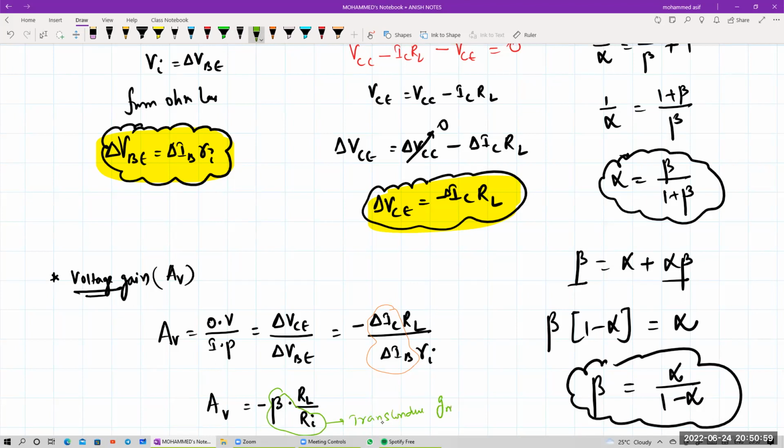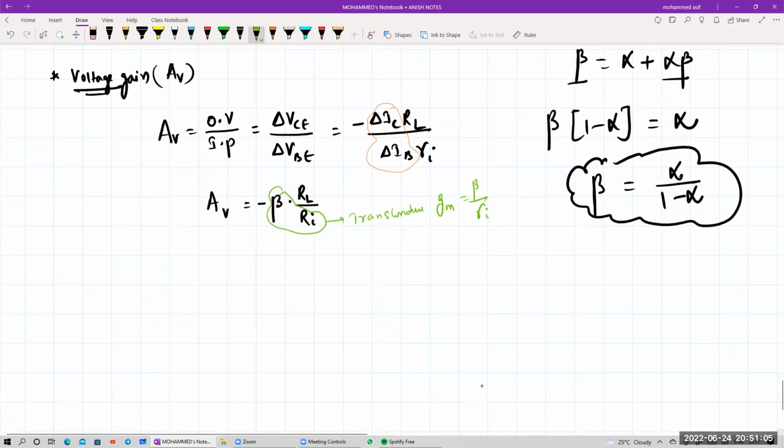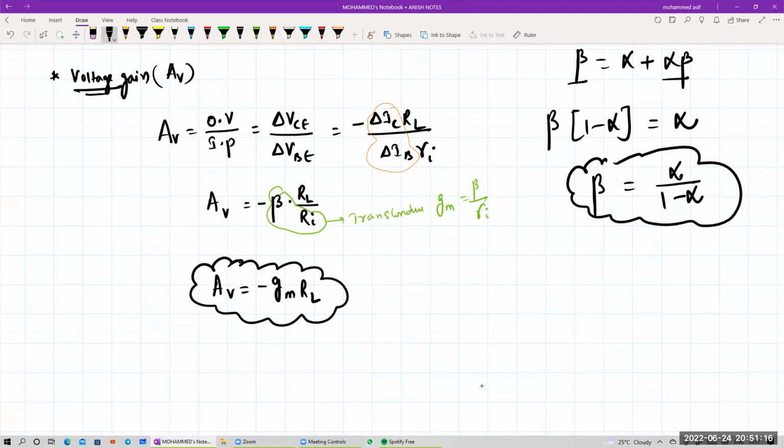Transconductance is represented by GM. GM will be equal to beta divided by RI. And voltage gain can also be represented by the formula AV is equal to minus of GM into load resistance. Let us do some problems on this today, compulsory circuit problems.